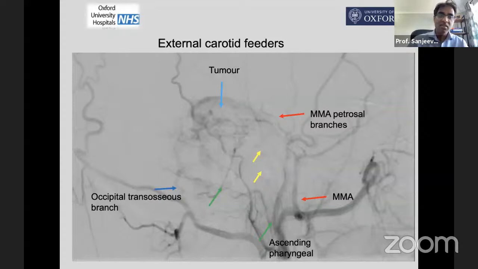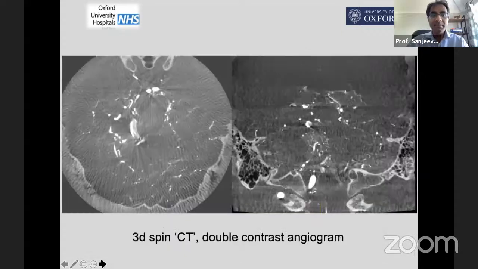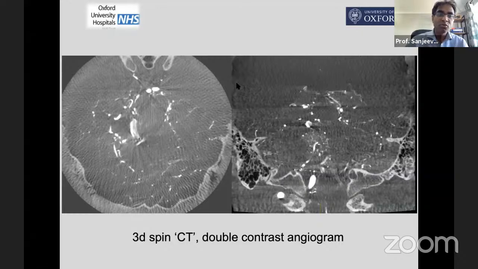So my preference is not to embolize, but I can fully understand why other people would. It's certainly something you must consider. Finally, the final thing I like to do is this 3D spin. We've got excellent neuroradiologists here at Oxford, and they give this sort of double contrast view and then do this 3D spin, which I find extremely helpful for really understanding in one view, in a view we're used to.